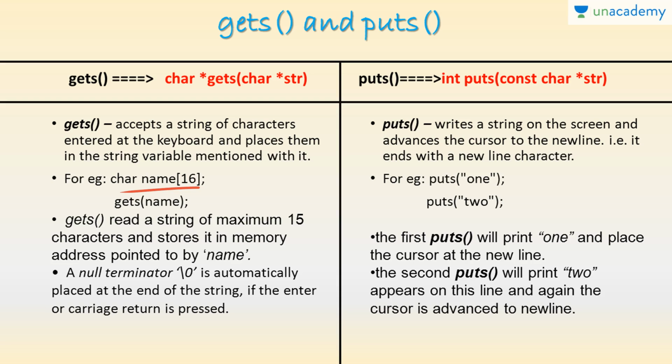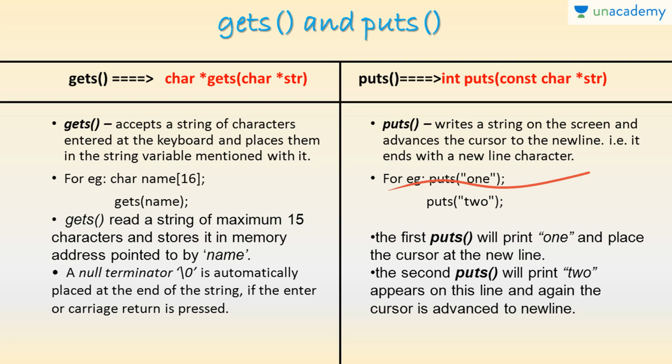So here what's happening is gets reads a string of maximum 15 characters and stores it in the memory address pointed to by name. Puts writes a string on the screen and advances the cursor to the new line. So it prints the output, that is the string, on the screen and moves to the next line. It ends with a new line character, that is \n.